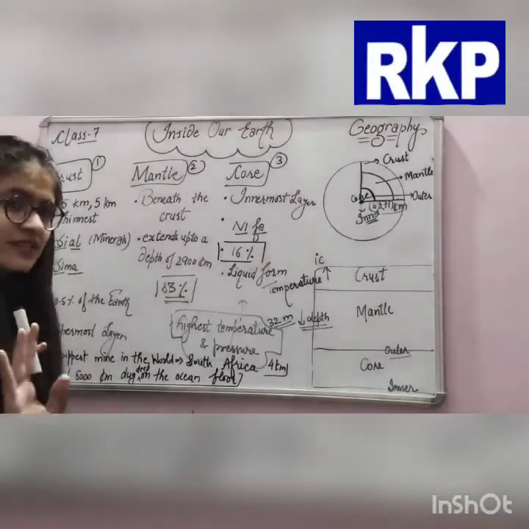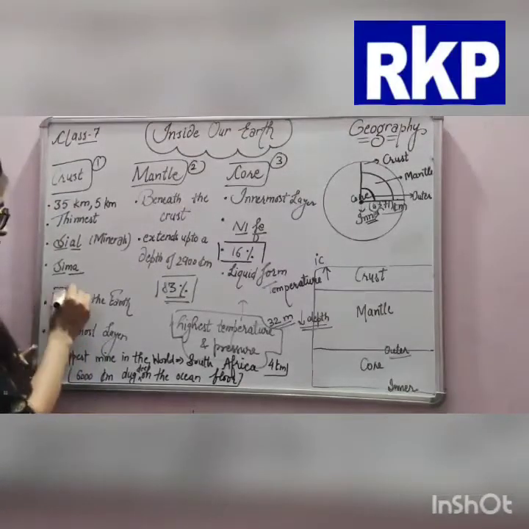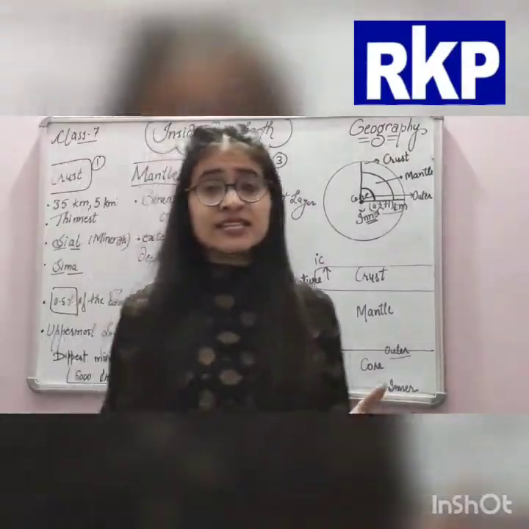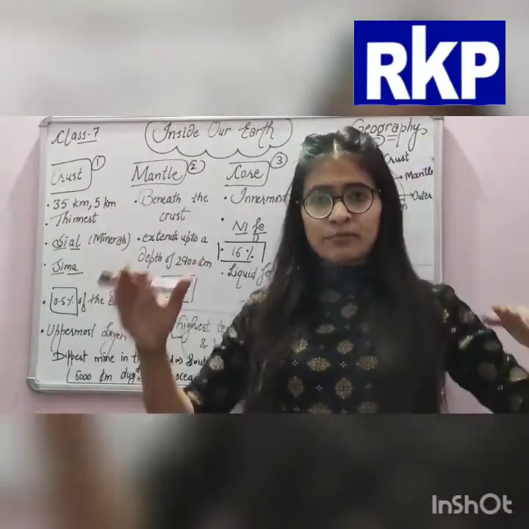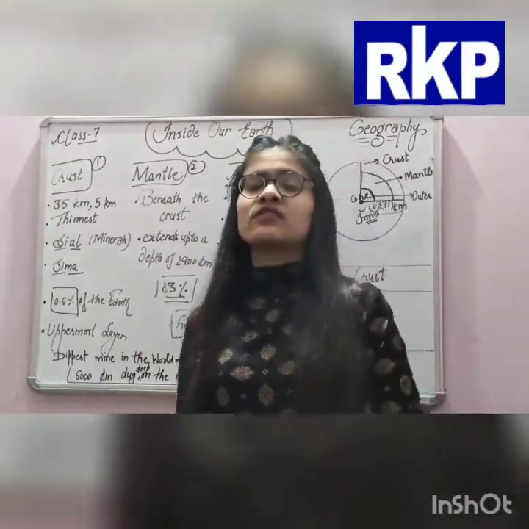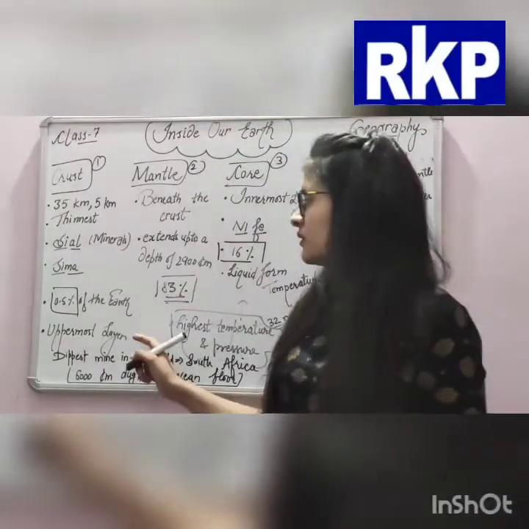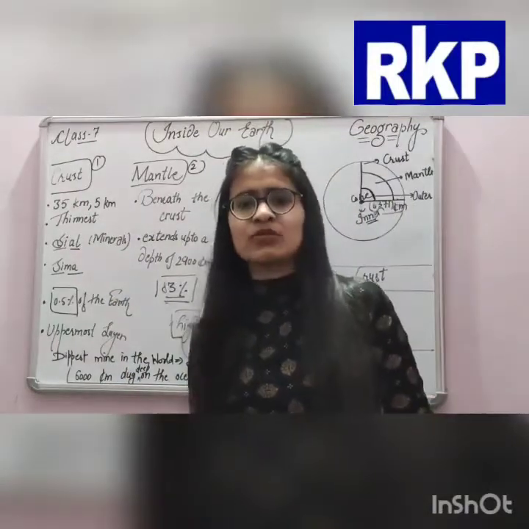I told you that it is the thinnest and it covers only 0.5%. It means only 0.5% of the Earth's volume is covered by crust. That is the uppermost layer, which covers only 0.5% of the Earth. So this was about our crust.